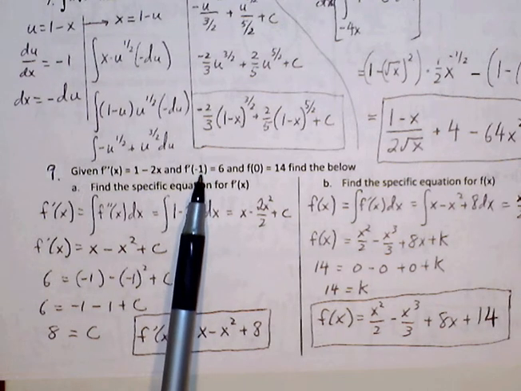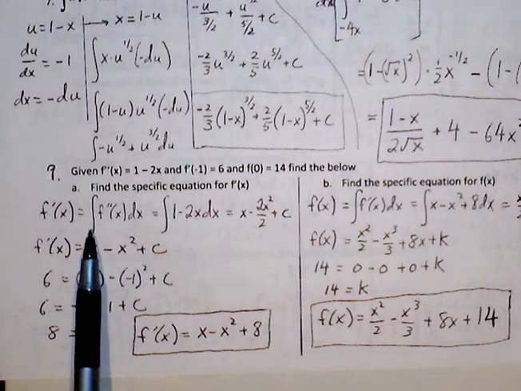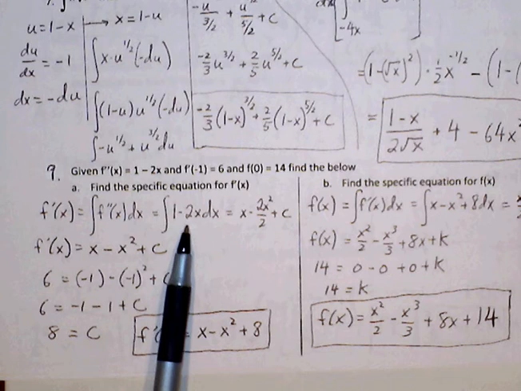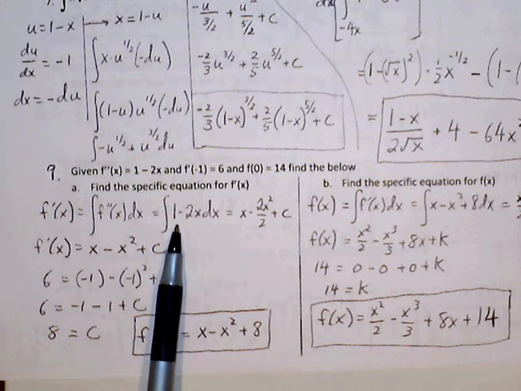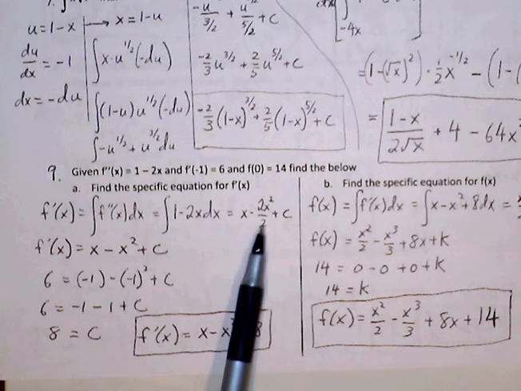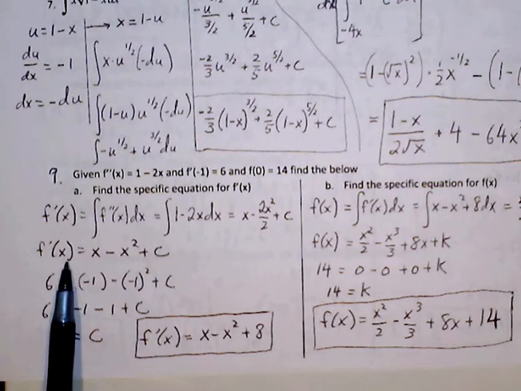So f prime is simply the indefinite integral of f double prime. So indefinite integral of 1 minus 2x, we simply apply power rule. So 1 becomes x, negative 2x becomes 2x squared over 2, and then we have plus c. Okay, the 2's cancel out. We get f prime is equal to x minus x squared plus c.